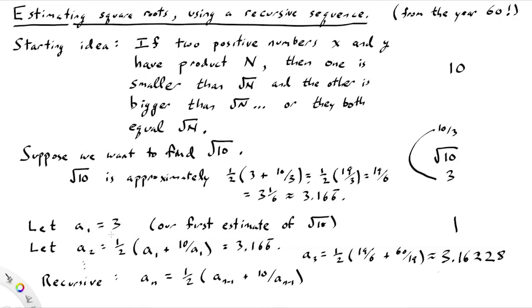So just with two computations with some fractions, converting into decimals, I get an extremely close approximation for the square root of 10. That's the old idea of Heron. If I want a better approximation, I can just do another step and another step and another step, and I get more and more digits of accuracy each time.